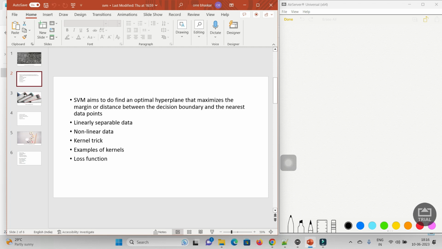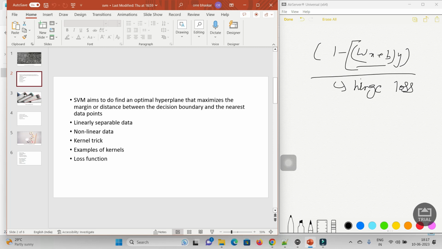We use a loss function which is hinge loss. What is hinge loss? It is 1 minus (Wx plus b) into y. This is our hinge loss. We are already aware that we use a hyperplane. The hyperplane in this example is Wx plus b, equal to 0, the equation of a line. It can be greater than 0 or less than 0. So y can be greater than 1 or less than 1.